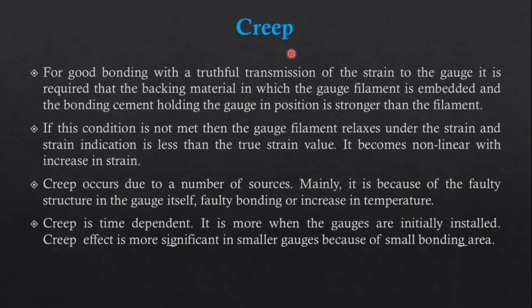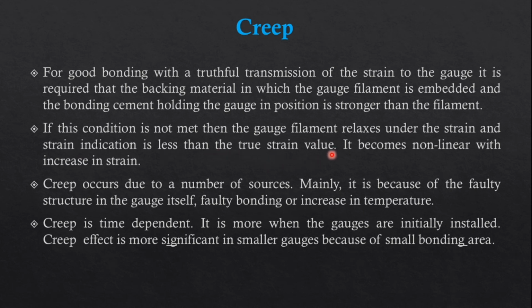Next, that is creep. For good bonding with the truthful transmission of the strain to the gauge, it is required that the backing material in which the gauge filament is embedded and the bonding cement holding the gauge in position is stronger than the filament. So always we require this type of arrangement. If this condition is not met, then the gauge filament relaxes under the strain, and the strain indicated is less than the true strain value.